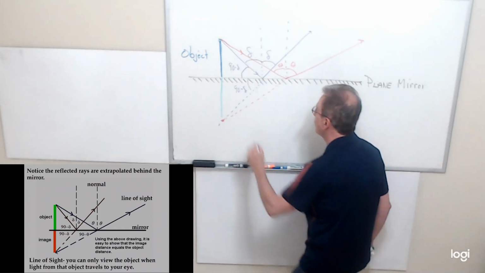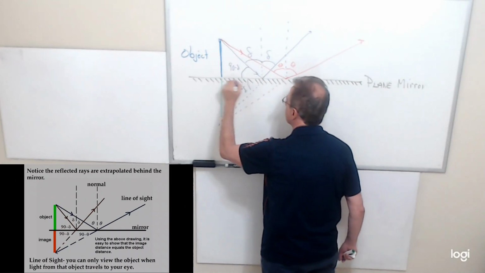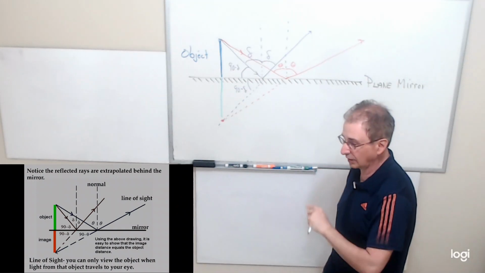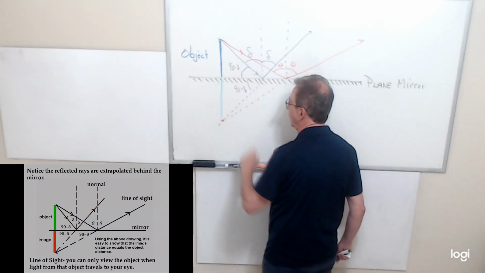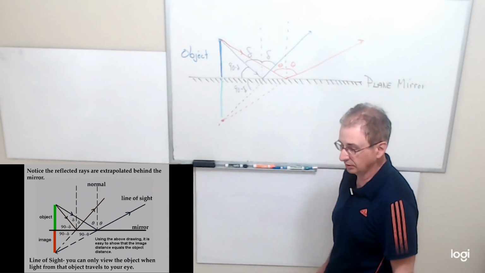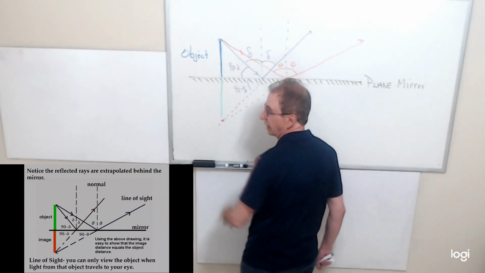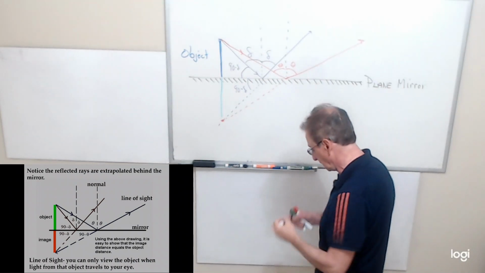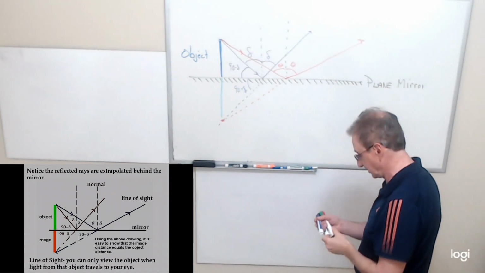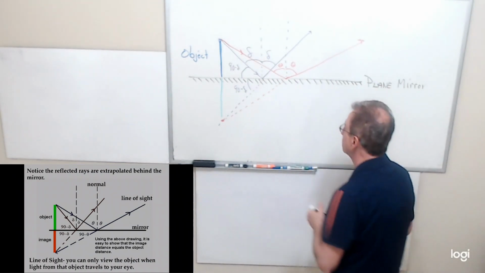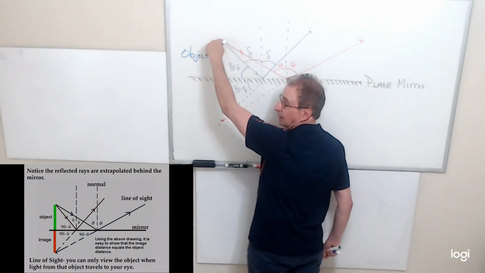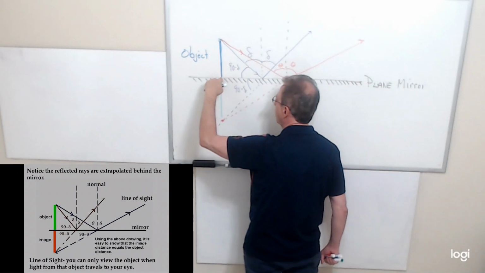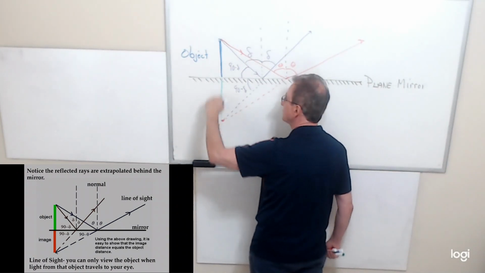However, they both have this side in common. So the three angles are the same in the two triangles, plus they have this side in common. That makes them congruent. That means that they're the same triangle. That means that this distance and this distance are the same. So the image distance and the object distance are the same. The distance from the tip of the object to the mirror is the same as the distance from the tip of the image to the mirror.